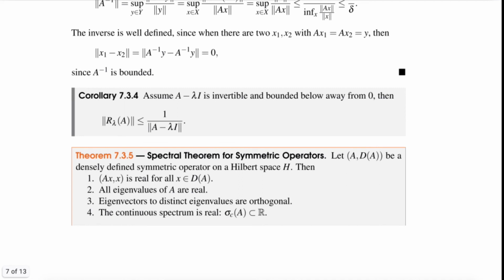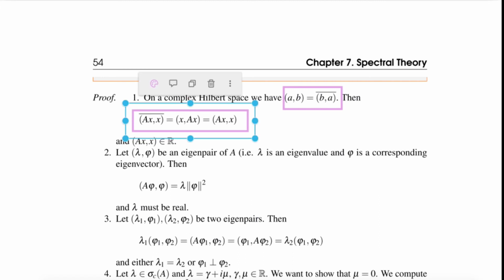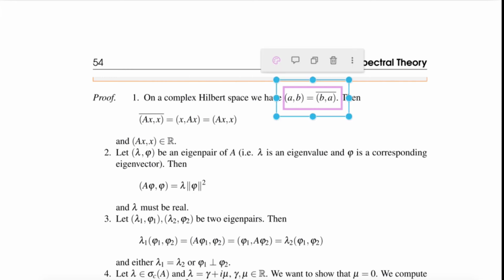The proof actually is surprisingly easy because we have done a lot of work already, in particular in the previous corollary where we estimated the resolvent. Let's do it. On a complex Hilbert space we have (Ax, y) is the complex conjugate of (y, Ax). So we can apply this to A, and we get the conjugate of (Ax, x) is the same as (x, Ax). But then by symmetry this is also (Ax, x). And there we go. So this thing must be real.